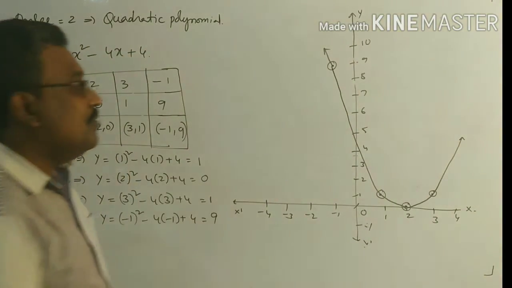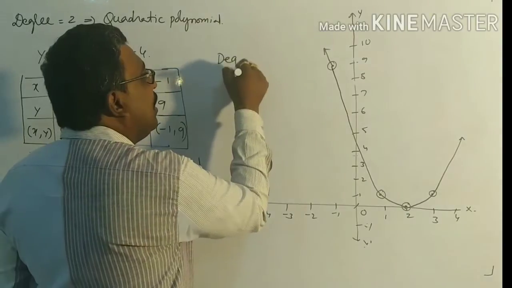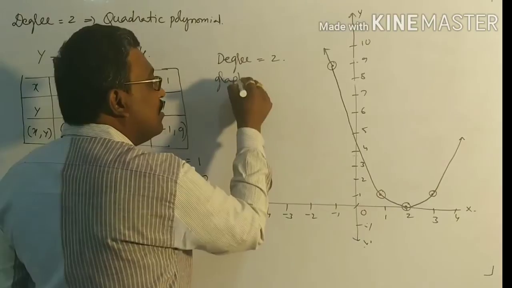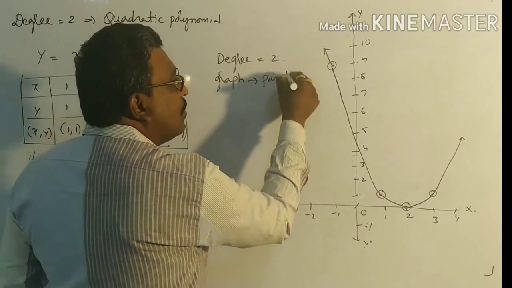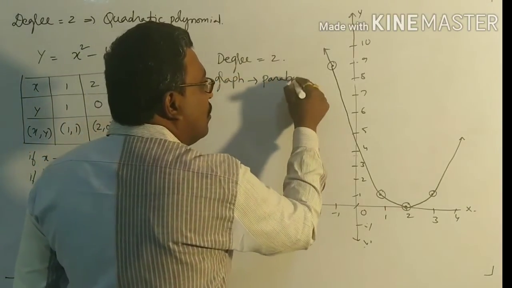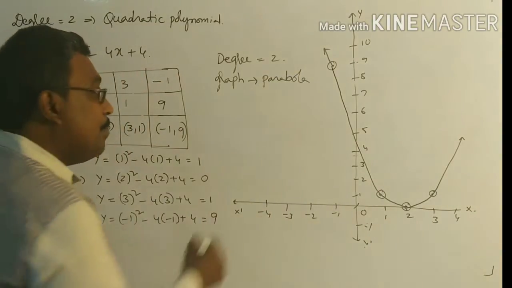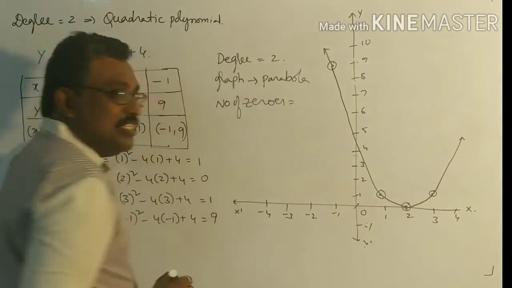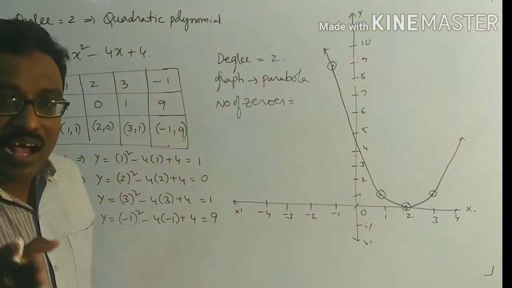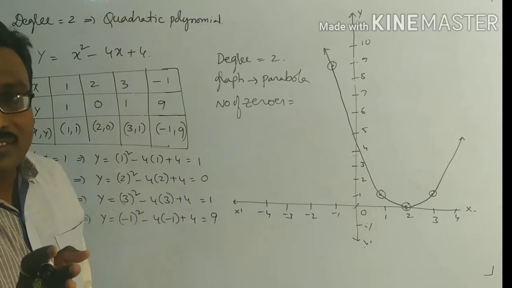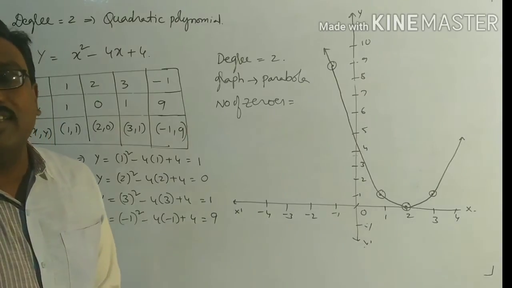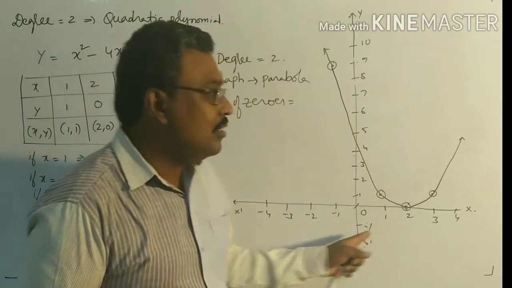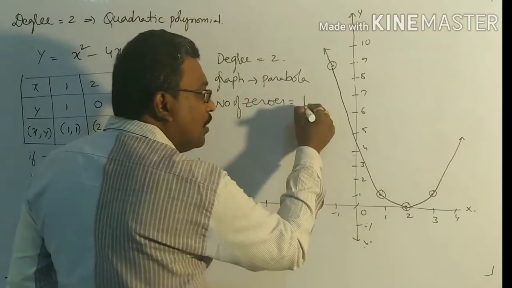Okay, what is the shape now? What is the degree of the polynomial? 2. The graph is a parabola. Number of zeros. What is meant by number of zeros? Where the graph intersects the x-axis. At how many distinct points is it intersecting? 1. So the number of zeros is 1.